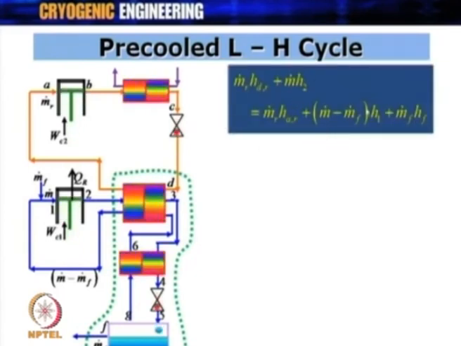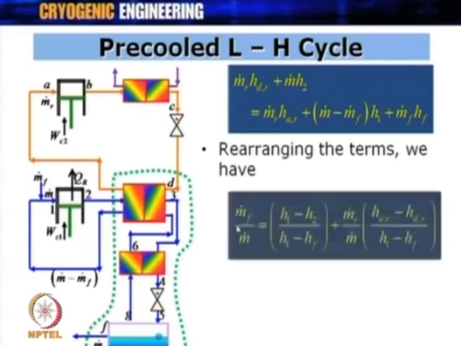So, if I rearrange the terms, what we get ultimately is m dot f upon m dot, which is nothing but y, is equal to h 1 minus h 2 upon h 1 minus h f, plus m dot r upon m dot into h a r minus h d r, that is the enthalpy difference across this heat exchanger, divided by h 1 minus h f. So, we have got an expression now, and rearranging this, y, the yield, is equal to the term which is common to the simple Linde-Hampson cycle yield, plus an additional yield over here, which is coming because of the pre-cooling circuit.